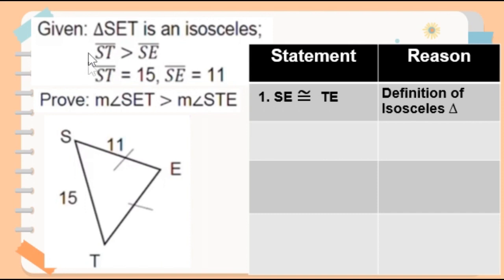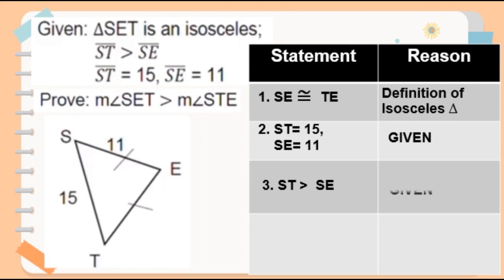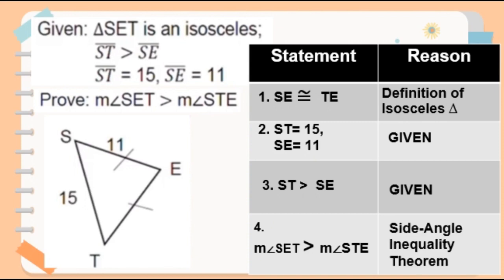Alright, we have another two given information here. So for our next statement, line segment ST is equal to 15 and line segment SE is equal to 11. The reason is given. Next, line segment ST is greater than line segment SE. The reason is given. And since we have all the information here to prove this statement, so for our last statement, measure of angle SET is greater than measure of angle STE. The reason is side angle inequality theorem.